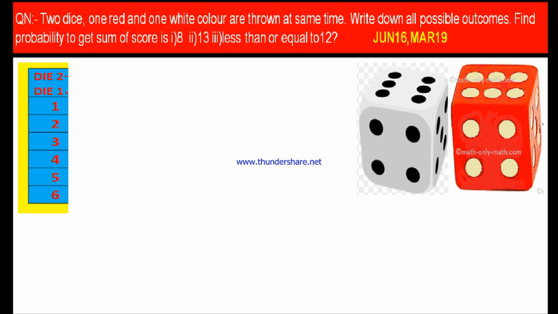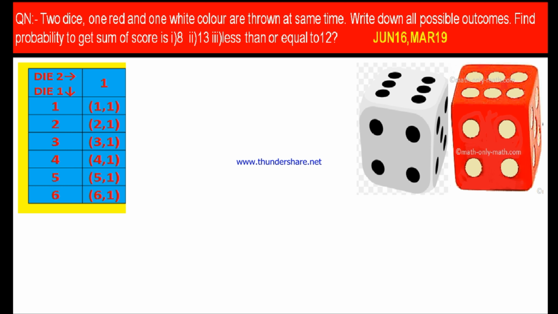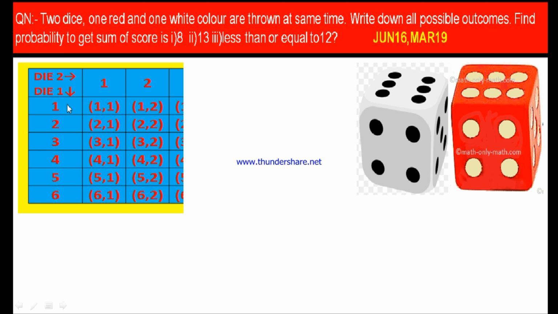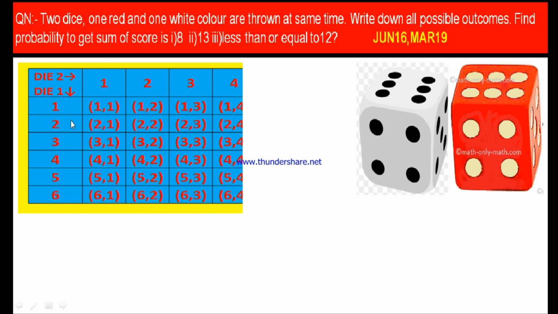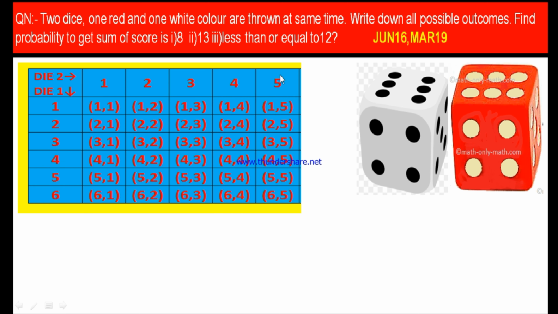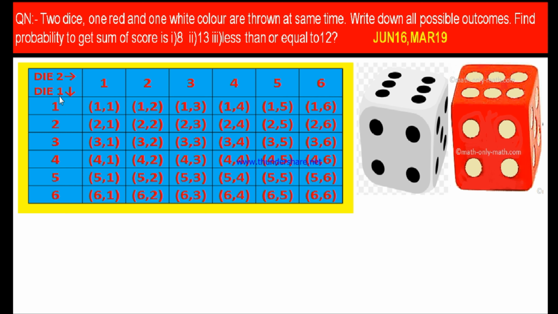Now, we are throwing 2 dice at the same time. If you look at the table, here you see these are the scores on the first die and these are the scores on the second die. The scores on the first die may start from 1, 2, 3, 4, 5 and 6, and again the score on the second die also starts from 1 and goes up to 6. Now we have to write all the possible outcomes. Therefore, you have to form this table. Here, this one is the score on the first die and this one is the score on the second die.